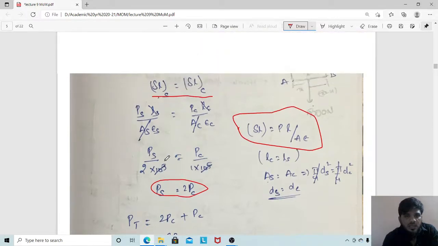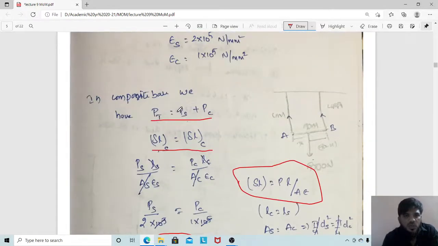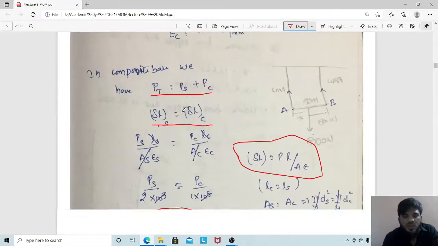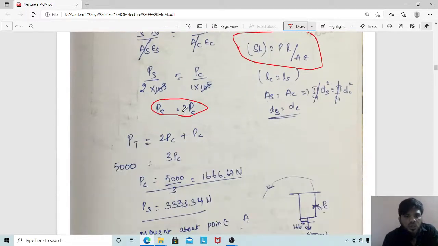You can check the equation, first equation, PT is equal to PS. So in the place of PS, we can substitute 2 PC, 2 PC plus PC. So here 2 PC plus 1 PC is nothing but 3 PC. So from here you can calculate the value of PC, and similarly you can calculate the value of PS.